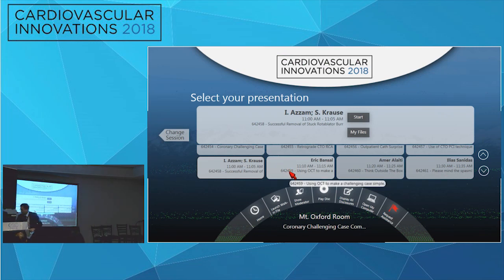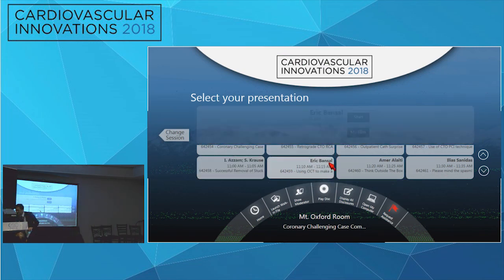Just use the touchpad or this thing. Yeah, that's much easier. Yeah.